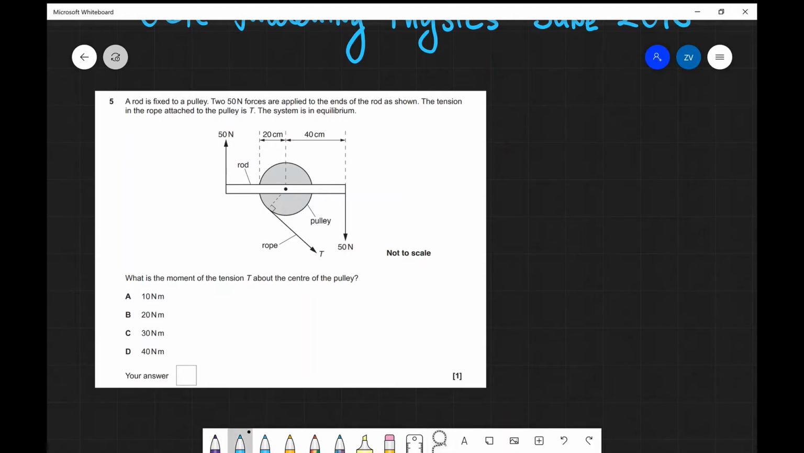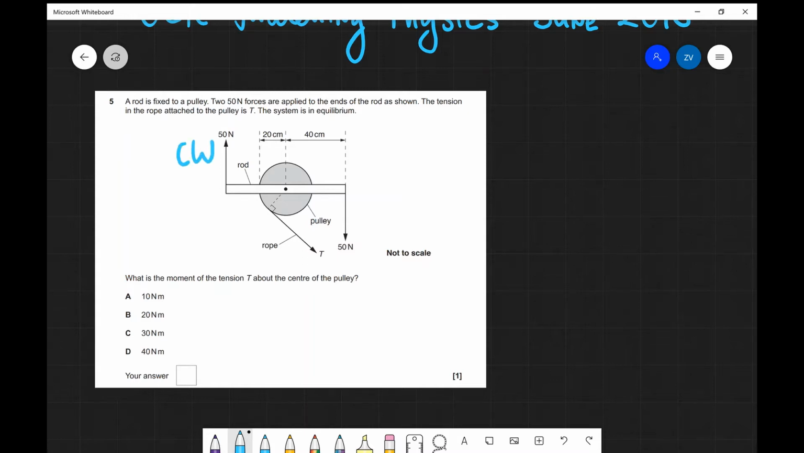Okay, well, the first thing we need to note is if the system is in equilibrium, that means that the sum of the clockwise moments is actually equal to the sum of the anti-clockwise moments. Which one of these moments are clockwise? Well, this 50 Newton one, that will move this rod in the clockwise direction, so that's clockwise.